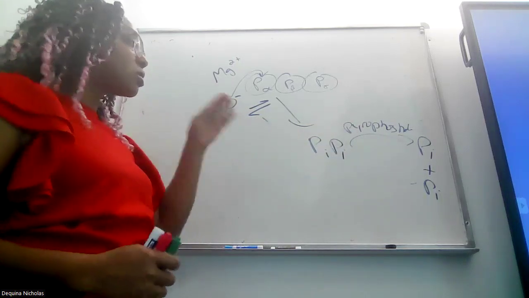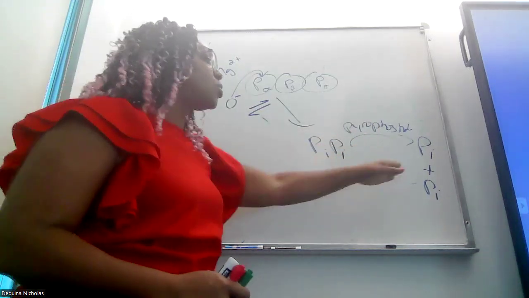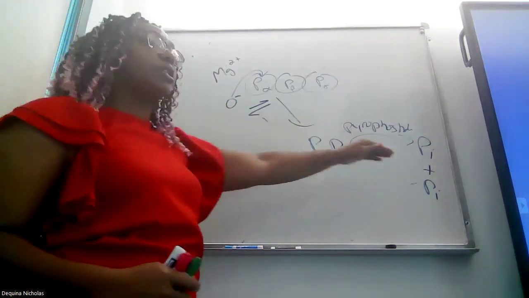So the really important concept here is to know that you need the pyrophosphatase to break down this pyrophosphate into 2 inorganic phosphates. So now you have a chemical reaction that will go to completion and not go in the reverse direction.